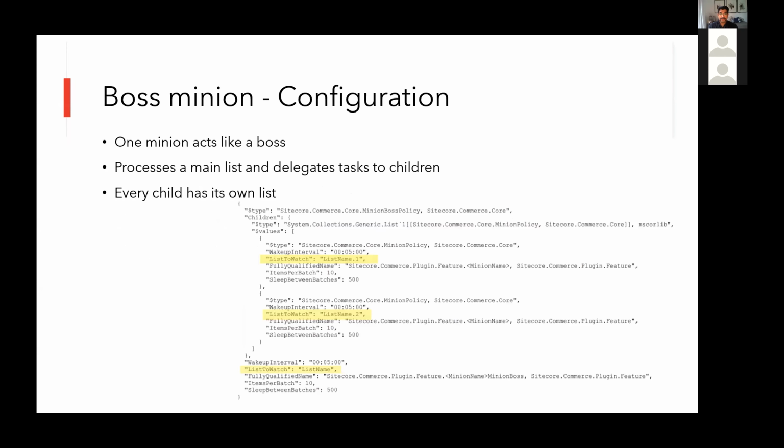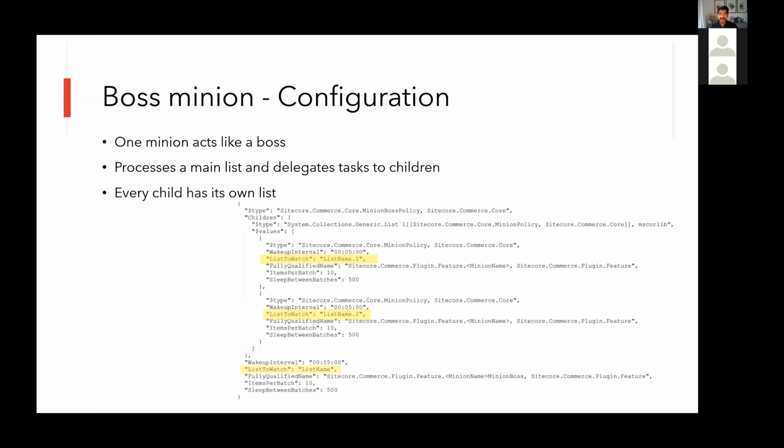So how do you configure that? You will see one minion will act like a boss. It will process the main list, and every child will have its own list. If you look at the bottom of your screen, there's the list to watch, where you have a main list name, which is the list name currently. The boss minion looks at this list and runs at its own frequency that has been specified there. Once the item is processed, it will add this item or entity into list name one or list name two, depending upon the availability of the different minions.